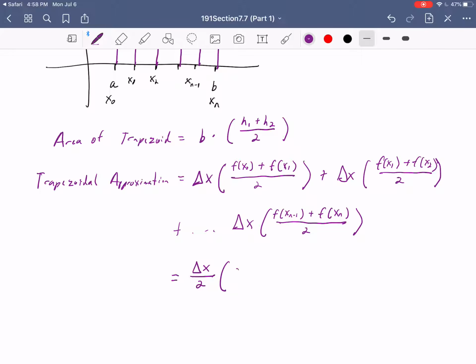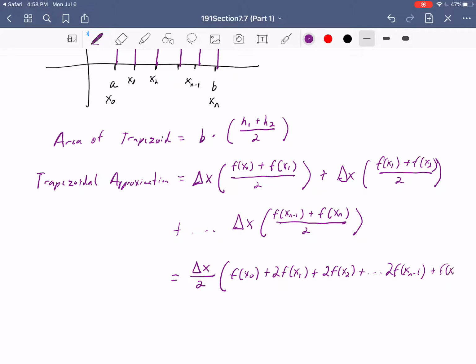And then notice we'd have f of x0, but then plus f of x1. But we're going to get another f of x1, so you're going to get plus 2f of x1. Then of course there would be an f of x2 in the next one, so you get 2f of x2 plus dot dot dot. Down here, this would be the second time you saw f of x sub n minus 1, so you'd have 2f of x sub n minus 1. And then you'd finally just have f of x sub n.